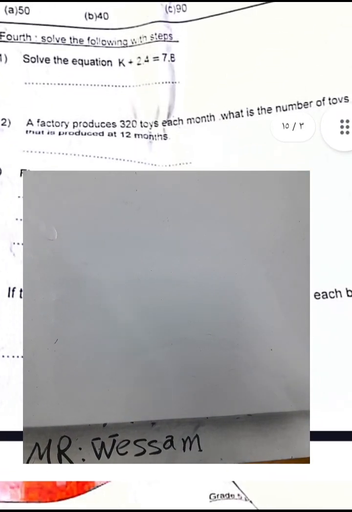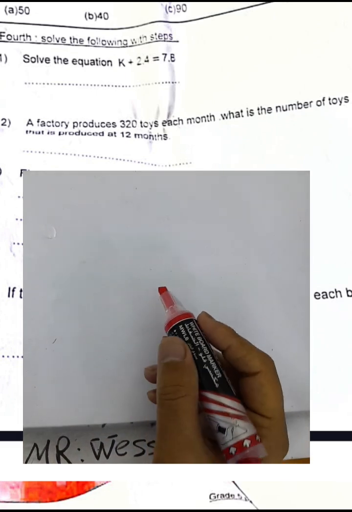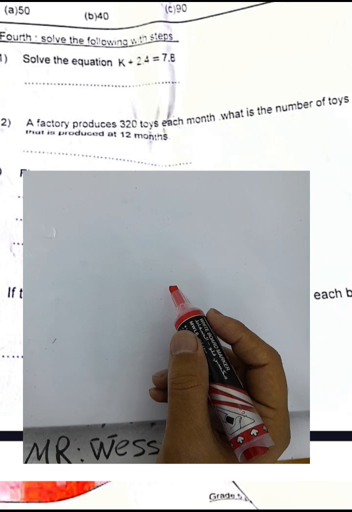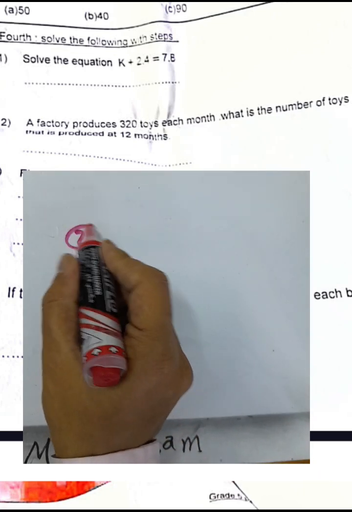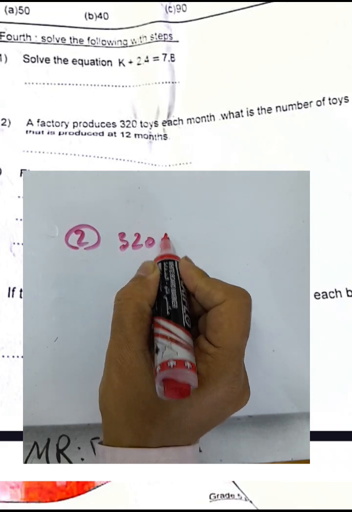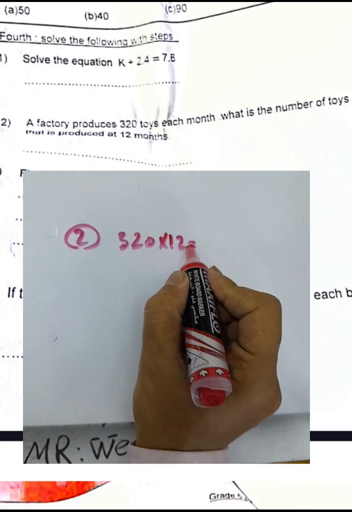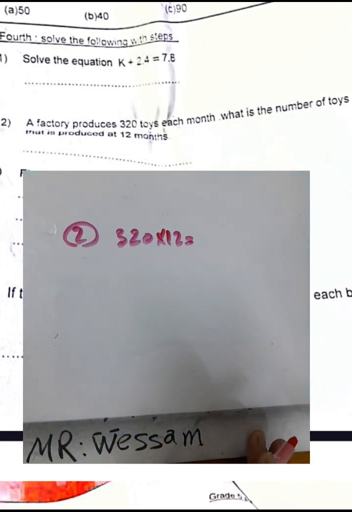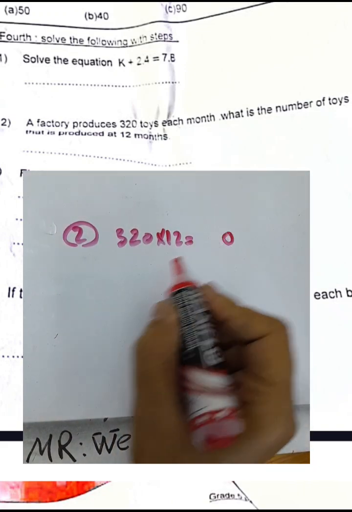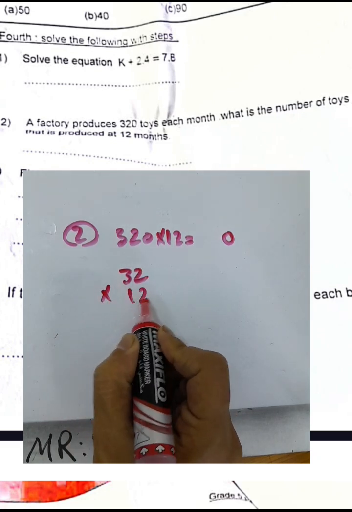Question number 2. A factory produces 320 toys each month. What is the number of toys they produce in 12 months? Okay, we can find the total by multiplying 320 by 12 to find the total production. We can put the 0 outside and write 32 times 12.